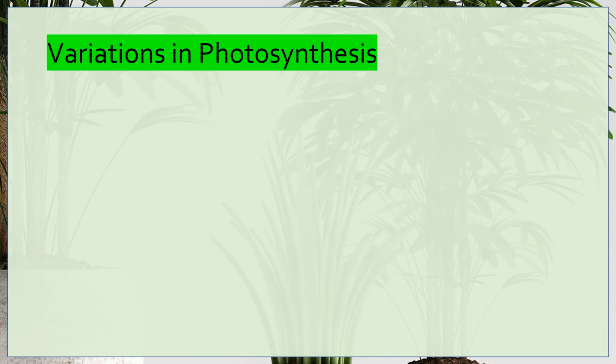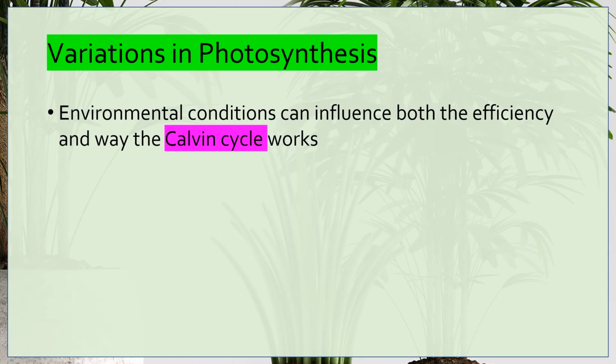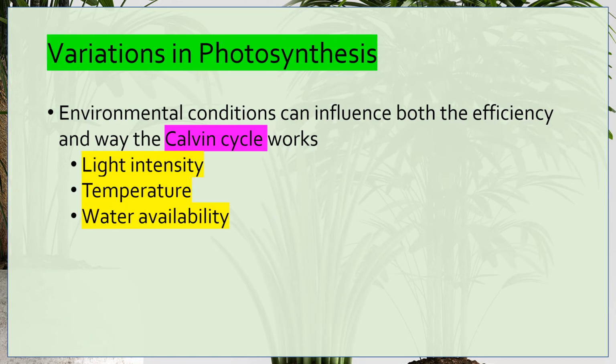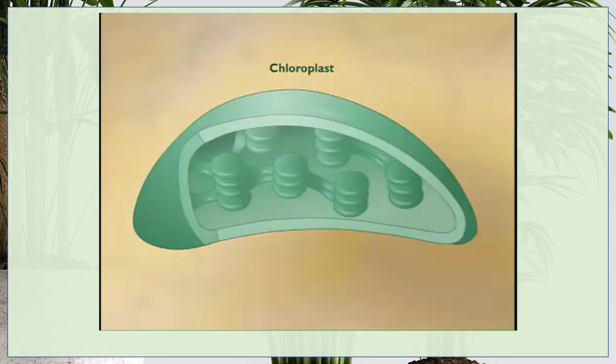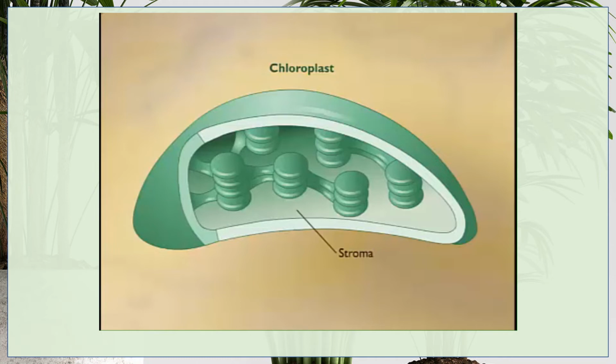Now, variations in photosynthesis. Environmental conditions can influence both the efficiency and the way this Calvin cycle works, such as light intensity, temperature, and water availability. The Calvin cycle is a series of reactions that results in conversion of carbon dioxide into the organic molecules needed to build new cells. It occurs in the stroma, which is the area of the chloroplast surrounding the thylakoid membrane.